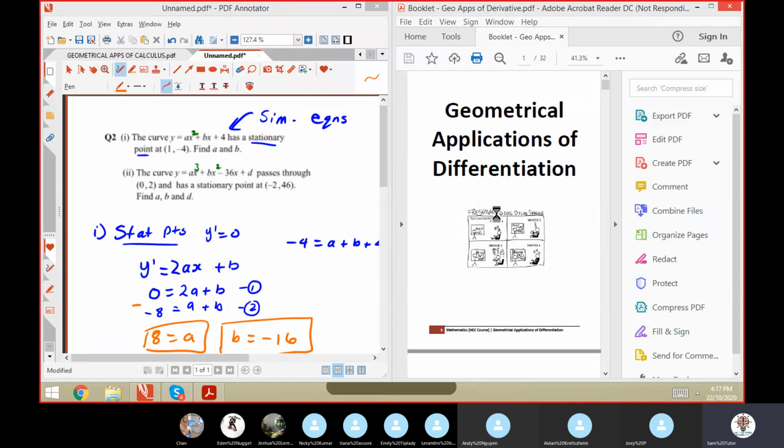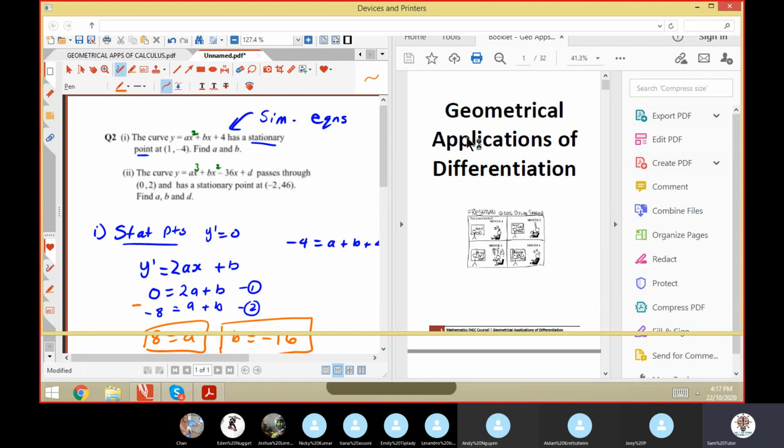So remember, first thing you would do is just substitute, because the point that passes through. Second thing you would do is also substitute. Third thing you'll do is y dash equals 0, and substitute x as negative 2.